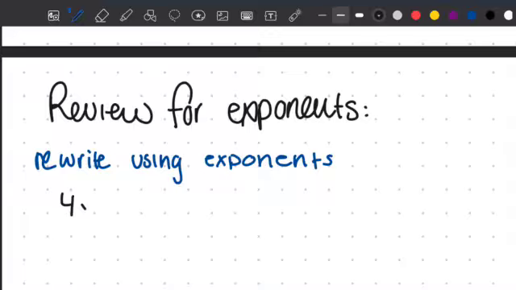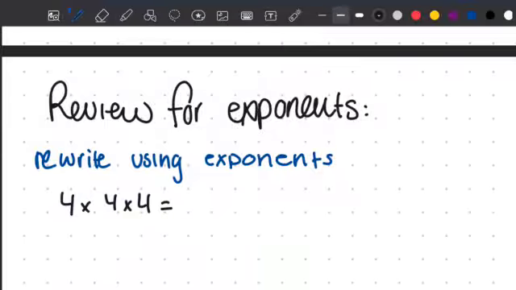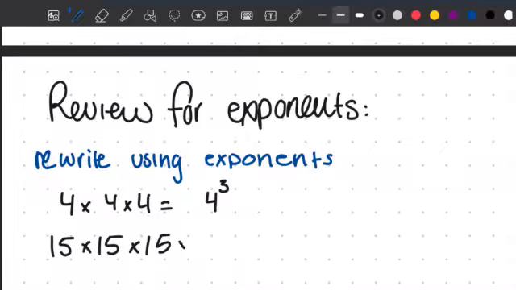So the first example that we have here is just 4 times 4 times 4. If we're rewriting that using exponents, we're just going to count up the number of 4s because they're all being multiplied together, and that will be our exponent. So this is equal to 4 to the power of 3. This part's really simple. If you had 15 times 15 times 15 times 15, this is just 15 to the power of 4. You can also go backwards.